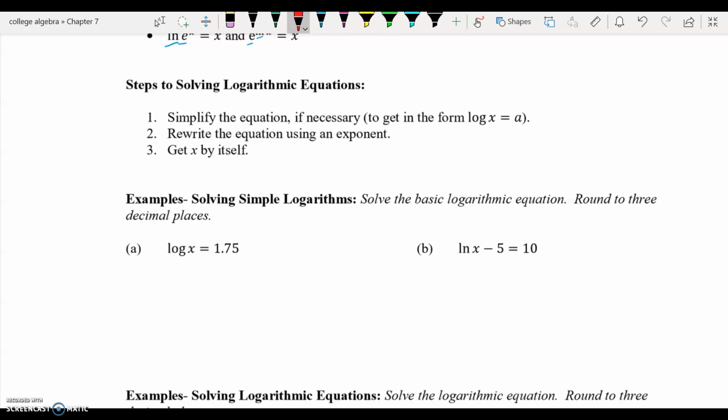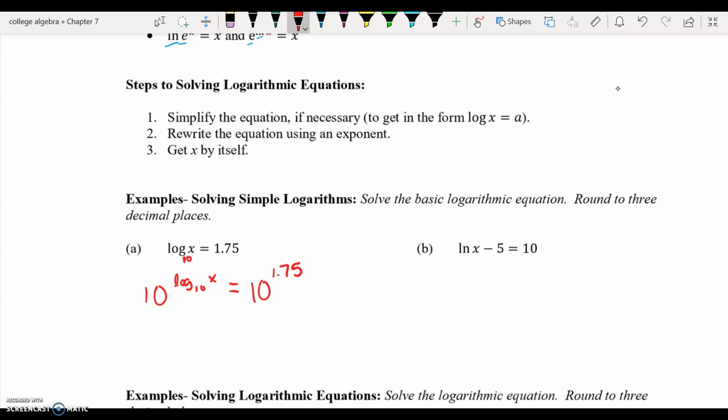So for this first one, the base, if they don't write it, is always a 10. Just as a reminder, if they don't write it, your base is 10 for that log. So to do this, I'm going to write 10, the log base 10 of x. So I'm going to make 10 my base and raise it to the power of log base 10 of x equals, on this side, I'm going to take the number they gave me and raise it to that power.